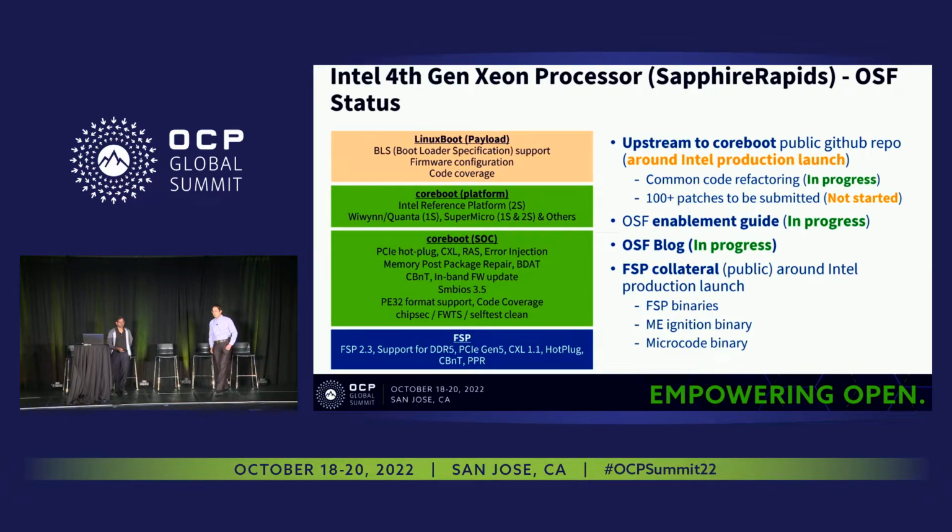So before Intel launches their processor, right? Of course, we cannot upstream the code related to the SoC, but we would upstream all the common code changes. So we are in the process of doing that. We have hundreds of patches. We already upstreamed like 50 of them. We have another like 50 to 60 in flight.